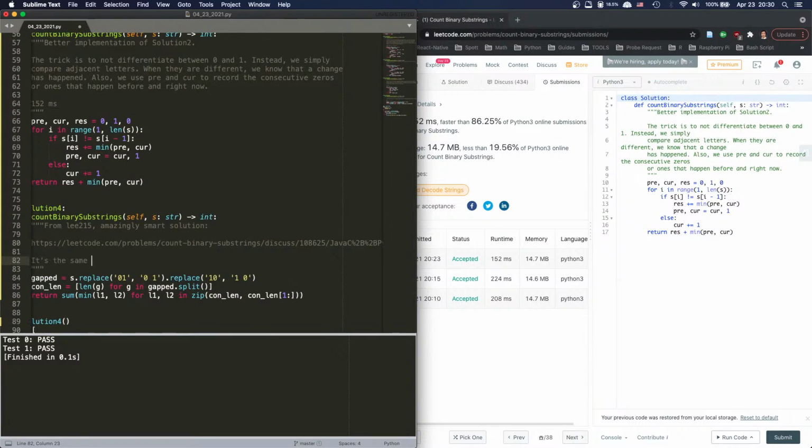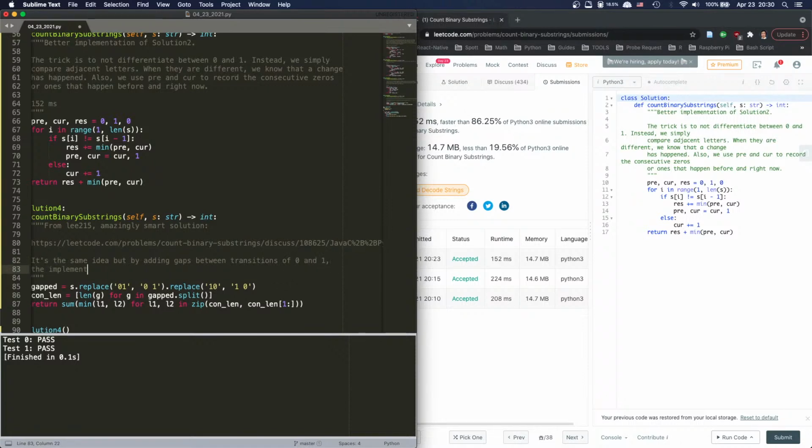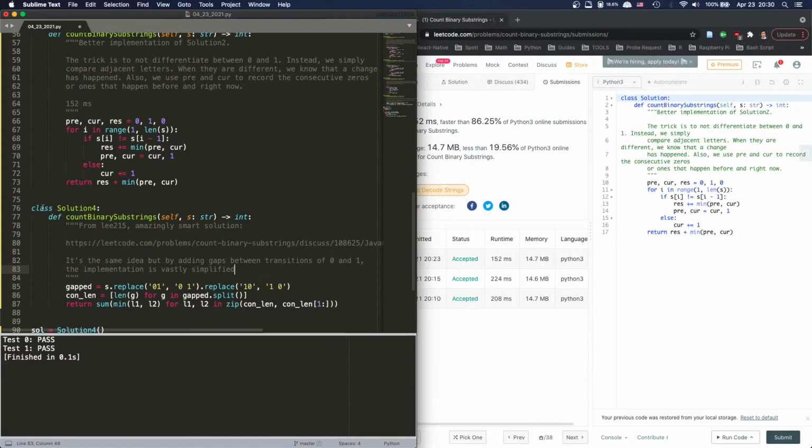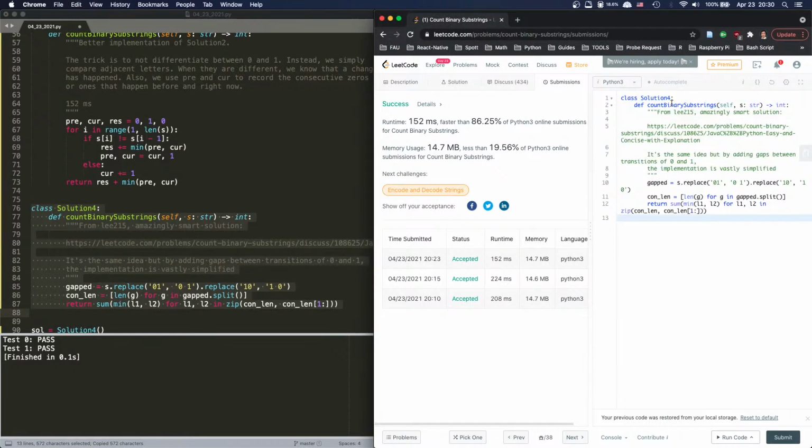It's the same idea, but by adding gaps between transitions of 0 and 1, the implementation is vastly simplified. I mean, I shouldn't say simplified. It's just shorter, much shorter. But let's see, how long will this one work?